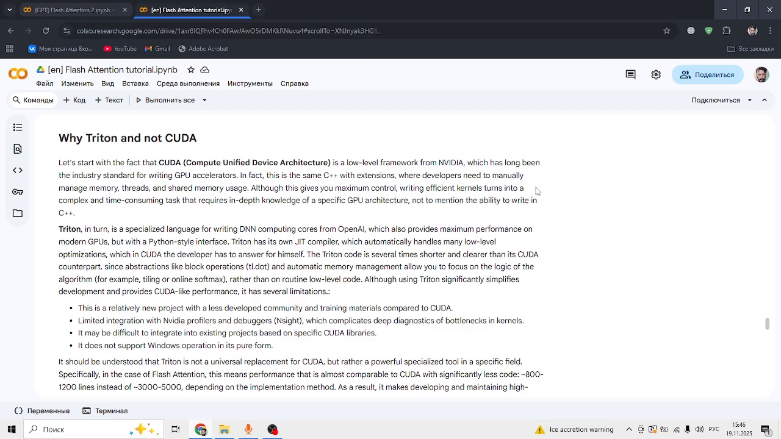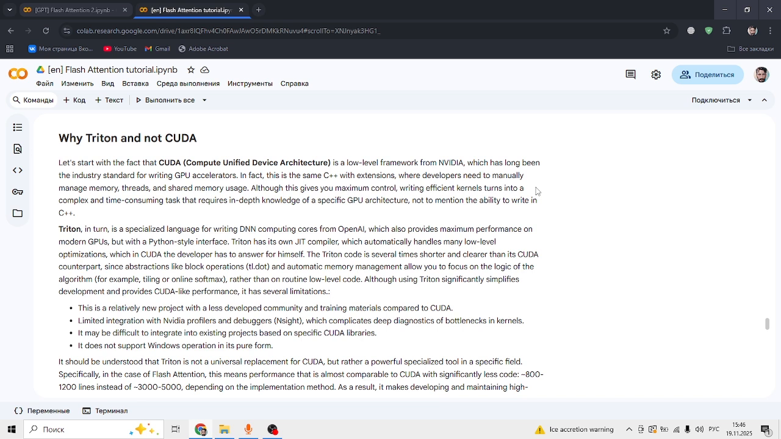Let's start with the fact that CUDA is a low-level framework from NVIDIA. Yes, this thing is cool, but to use this, we need to know C++, and also we should dive into the GPU more deeply. I mean that this is hard, it takes more time, it takes more lines of code. So CUDA, sorry, not CUDA, Triton.